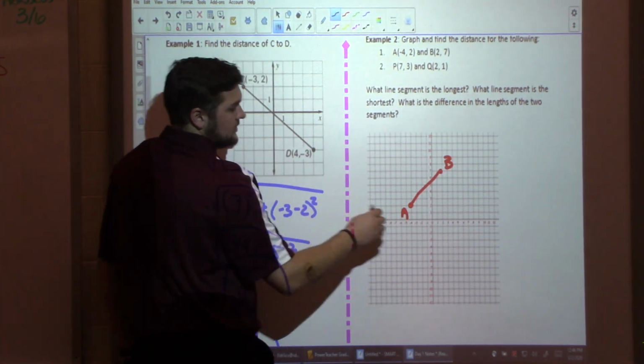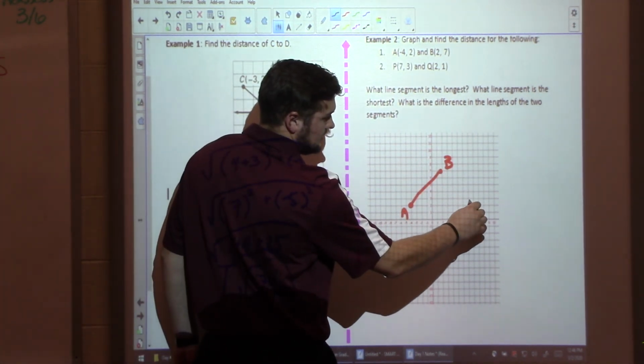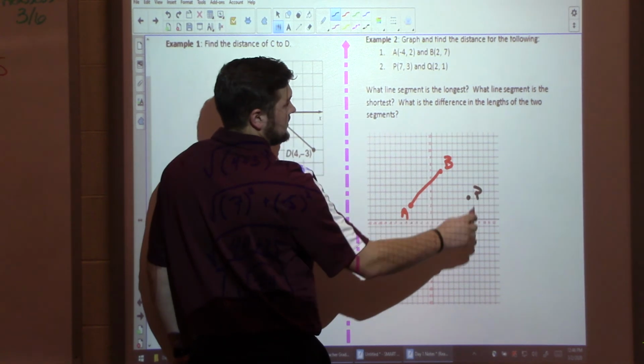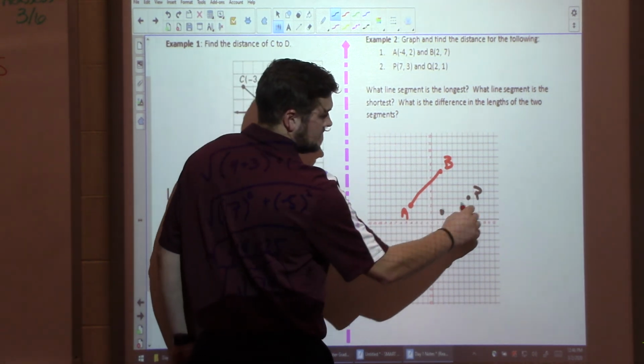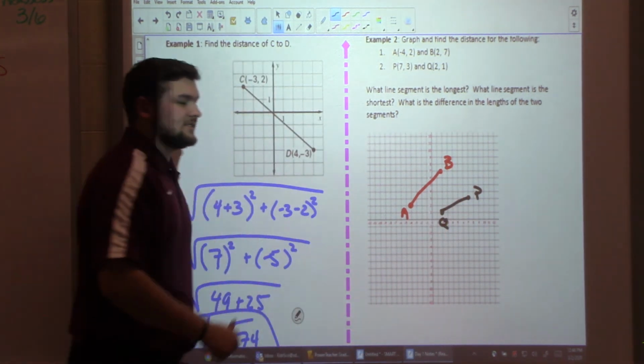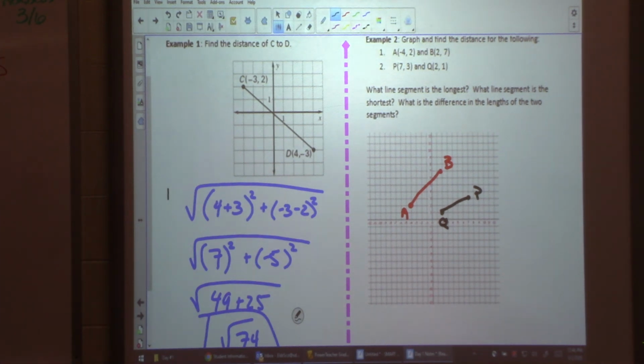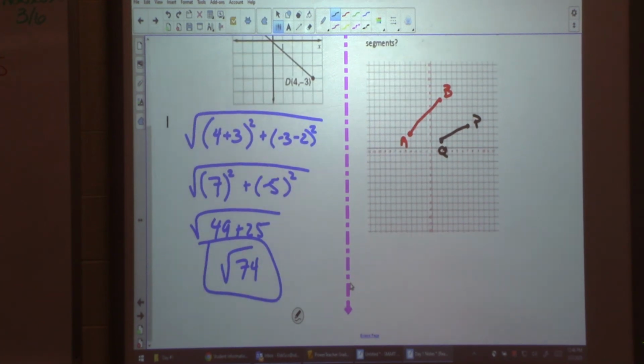And then PQ, 7, 3. 1, 2, 3. Q is 2, 1. So it wants us to find the distance for both of those two lines, because we want to know which one's the longest, which one's the shortest, and what's the difference in the lengths. So let's start by just finding the distance for both of them.